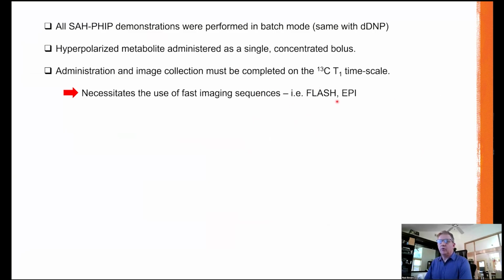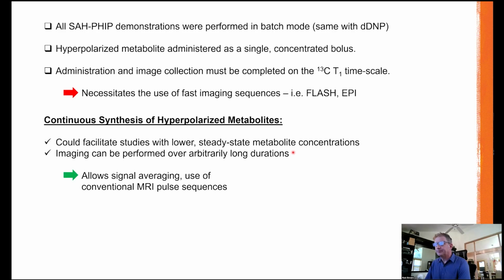If you take a look at that review, you'll see that all of the demonstrations of sidearm hydrogenation have been performed in what could be called a batch mode. That's similar to dissolution DNP in that regard. The hyperpolarized metabolite is administered as a single concentrated bolus, and therefore the administration and image collection must be completed on the timescale of the carbon-13 T1. This necessitates the use of fast imaging sequences like FLASH or echo-planar imaging.